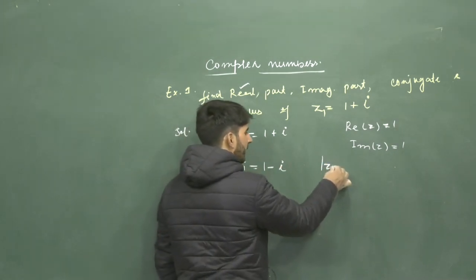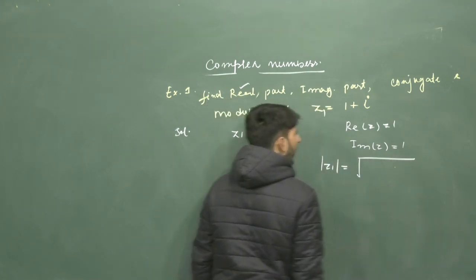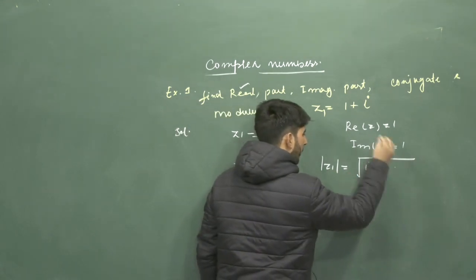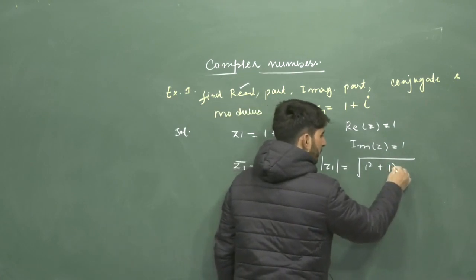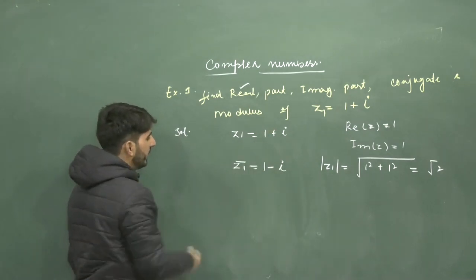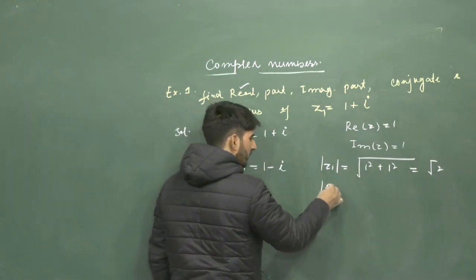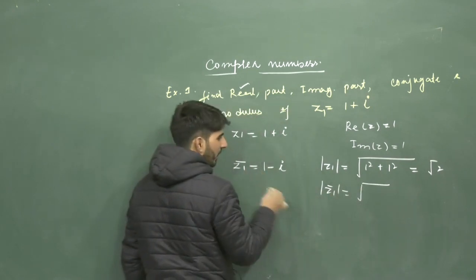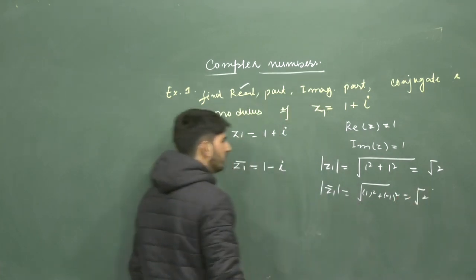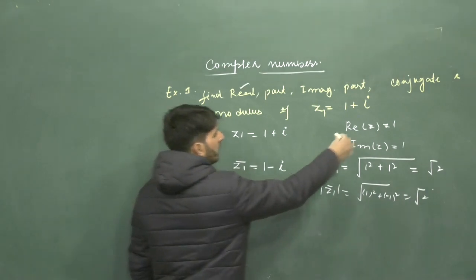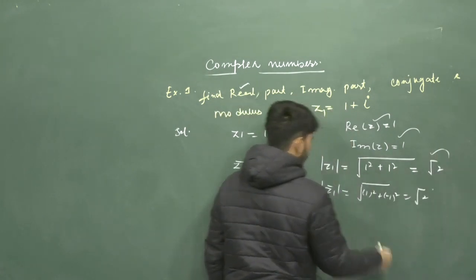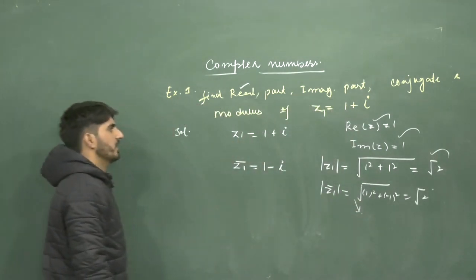And the modulus of z1 is equal to square root of the real part, 1 square, plus the imaginary part, 1 square, which is equal to root 2. If we find the modulus of z1 bar also, this is equal to square root of 1 square plus minus 1 square, which is the same as root 2. So this is the real part, the imaginary part, the modulus of the complex number, and the modulus of the conjugate of the complex number.